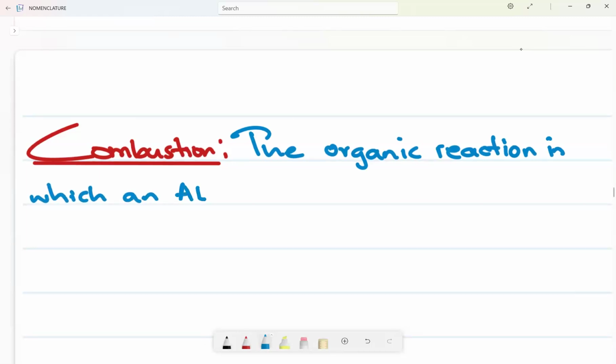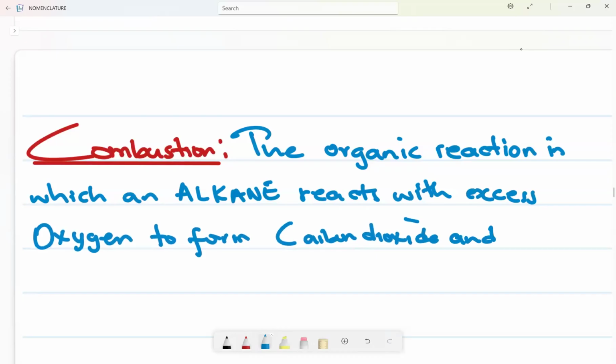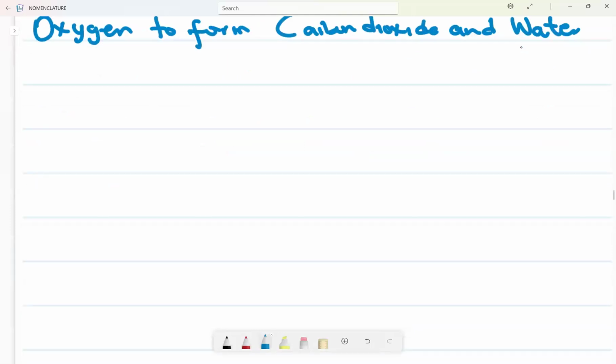an alkane, very important, an alkane, reacts with excess oxygen to form carbon dioxide and water. What do you mean when you say an alkane? Remember, an alkane has a general formula of CnH2n+2. So if I want 5 carbons, I'll have 10 plus 2, which is 12.